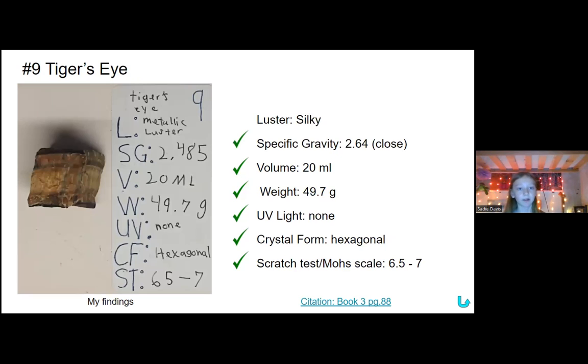My ninth specimen is tiger's eye. I identified the luster as metallic. The specific gravity is 2.485. The volume is 20 milliliters. The weight is 49.7 grams. It doesn't react under the UV light. Its crystal form is hexagonal, and the scratch test shows that it is 6.5 to 7 on the Mohs hardness scale.